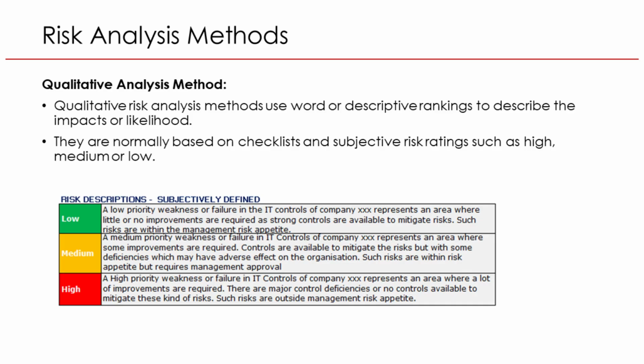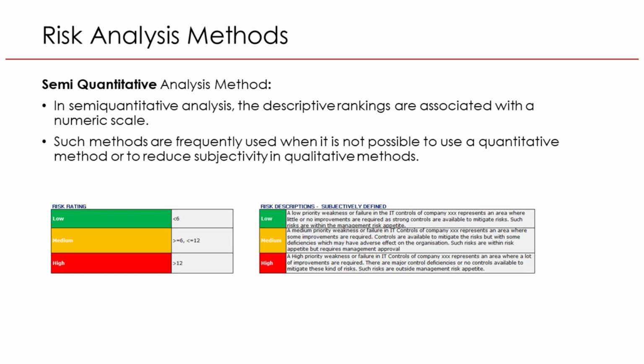Although it's subjective, this method is fast, easy to understand, and very useful in early stages of risk assessment or for organizations just starting their risk management process. In short, qualitative analysis helps teams see the big picture, focus on major risks, and make informed decisions without complex calculations. The semi-quantitative risk analysis method is a middle ground between qualitative and quantitative approaches.